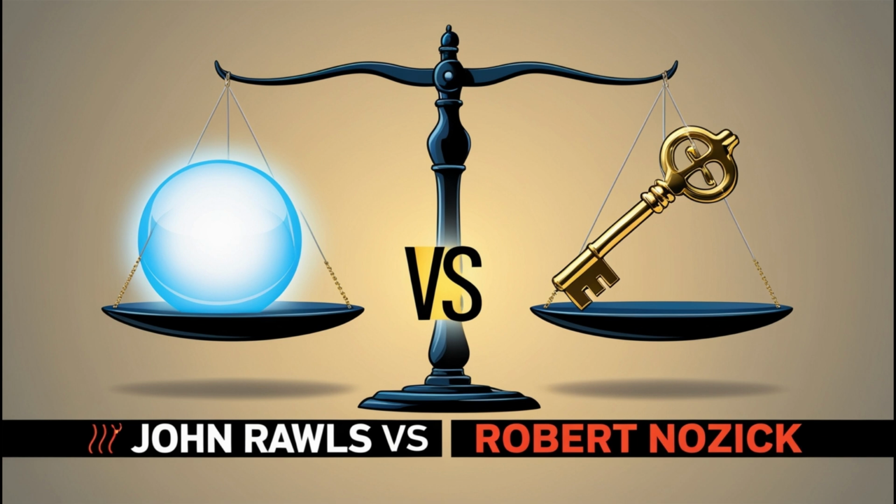One key debate is how to balance individual liberty with social justice. Another is the role of historical injustices in shaping current inequalities. Should a just society aim to rectify past wrongs? These are complex questions that continue to be debated today. That's a lot to think about.